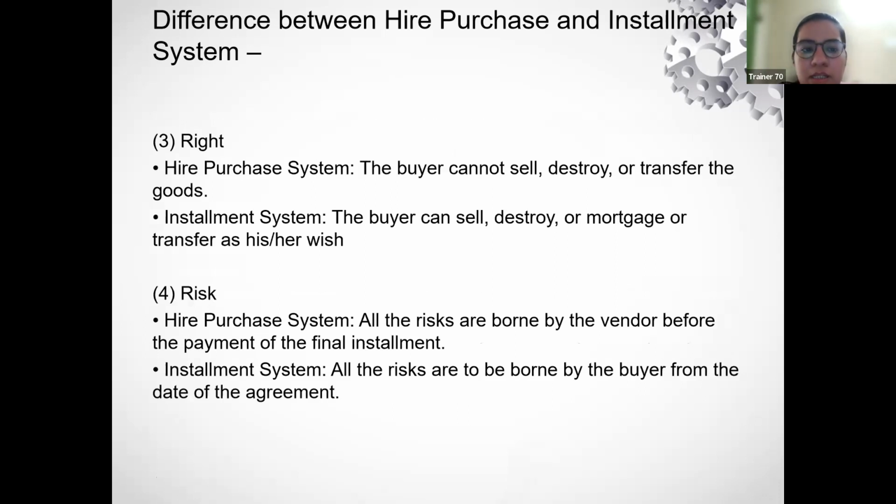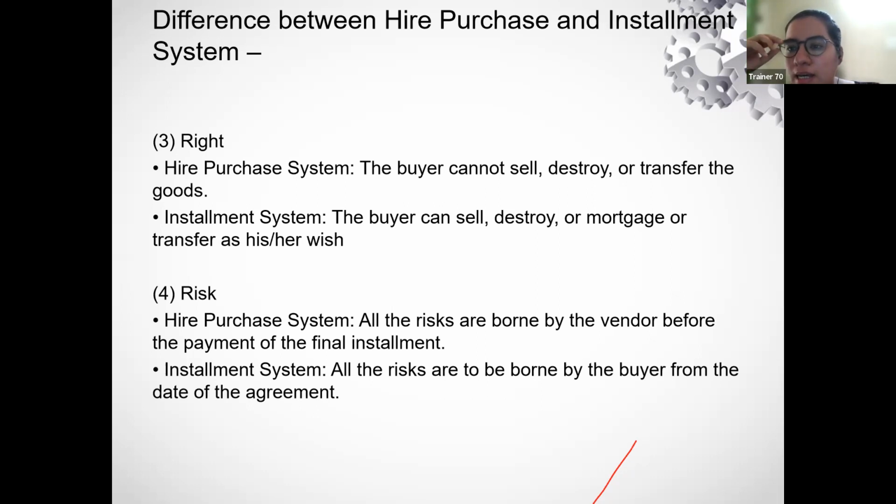Third point of difference talks about rights. Under hire purchase system, the buyer cannot sell, cannot destroy, or cannot transfer the goods because he still doesn't have the ownership of goods. How can he sell them or how can he destroy them? Say I have purchased a machinery on hire purchase system. I can't sell it to a third party. He will say, show me the papers that you are the owner of the machinery. I don't have it. That is the reason why the ownership is not transferred under hire purchase system.